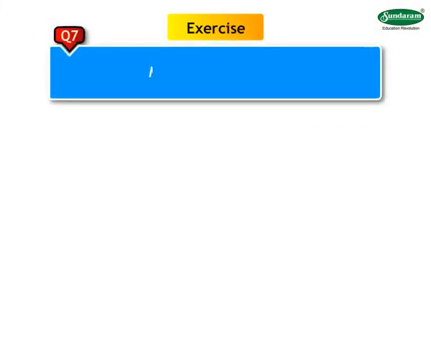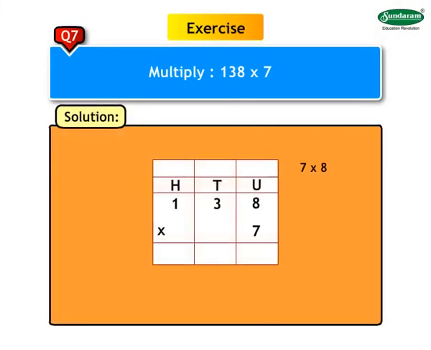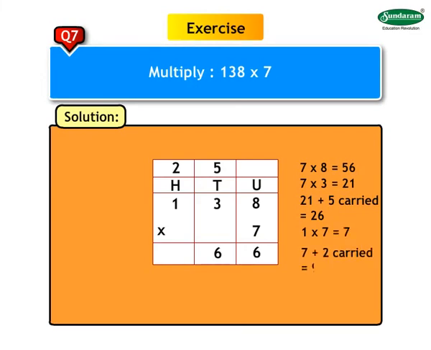Question 7. 138 multiplied by 7. 7 eights are 56. Write 6 in the units place and carry over 5 to the tens place. Now, 7 threes are 21. 21 plus 5 is equal to 26. Write 6 in the tens place and carry over 2 to the hundreds place. Further, 7 ones are 7. 7 plus 2 is equal to 9.